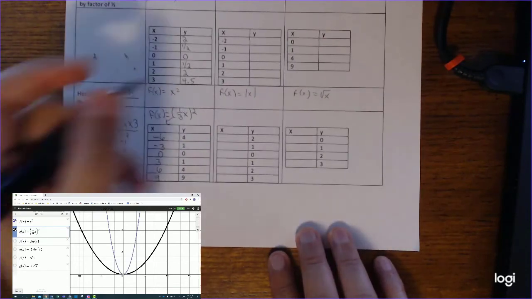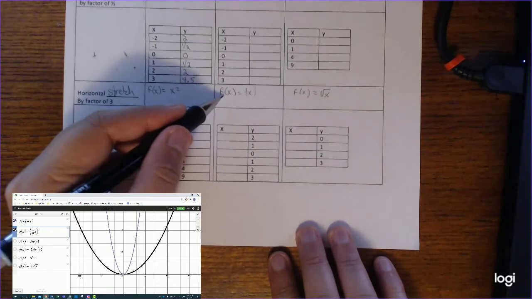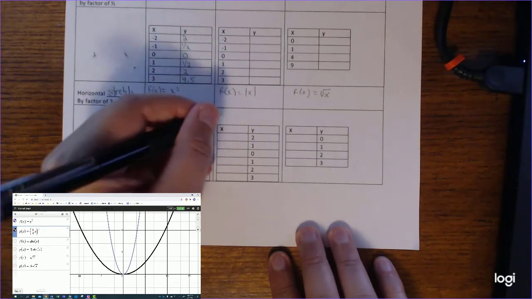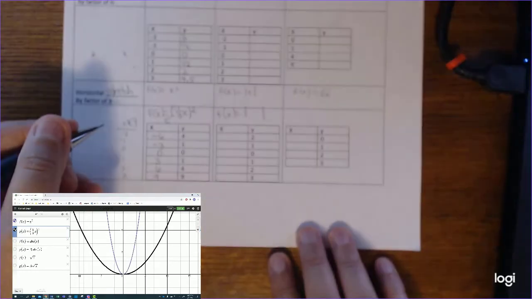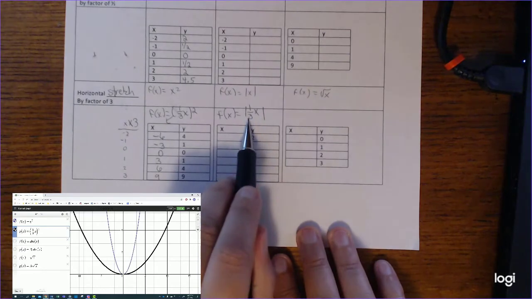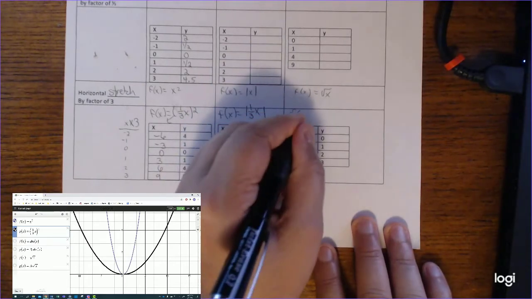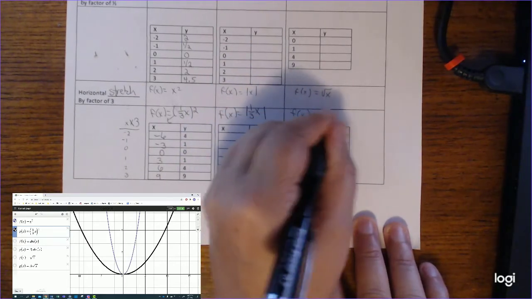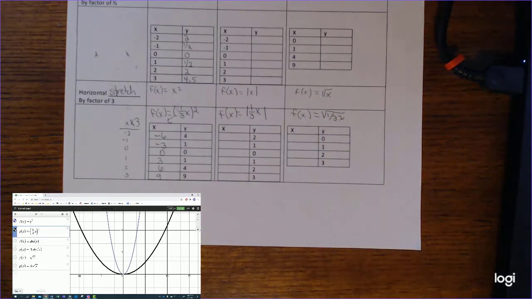Now that we've done that one, though, what would we do if we want to stretch the absolute value by a factor of 3? Well, horizontal stretch means you're going to multiply something in there with the x. By a factor of 3 means you're going to need to use the reciprocal. So the smaller the number here, the more stretching is going to happen. This one, if I wanted to horizontally stretch this by a factor of 3, that would be square root of 1/3 x. So the 1/3 is going to go in there with the x.